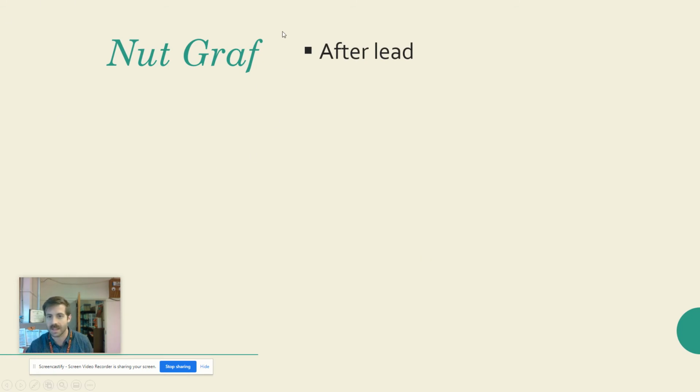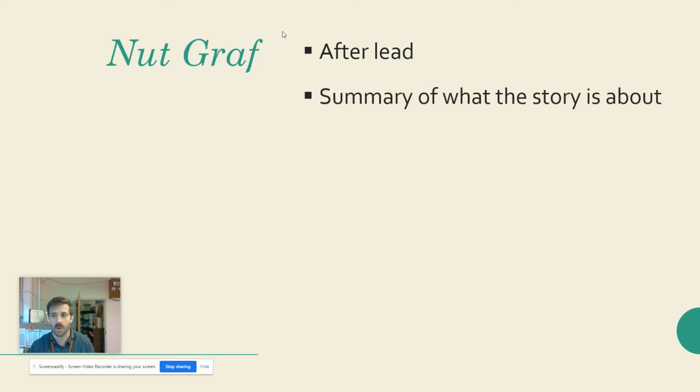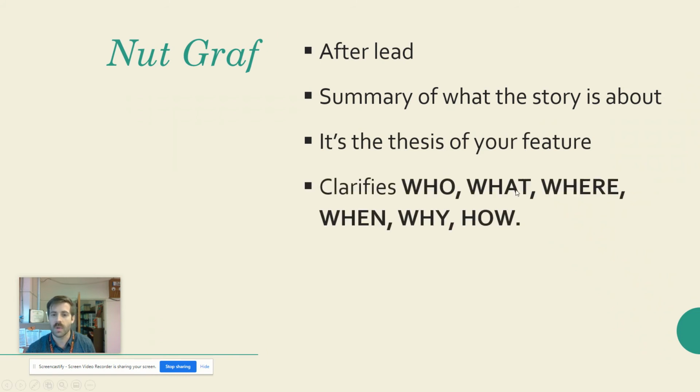A nut graph is basically the thesis of your story. It's the summary of your story. What nut graph stands for is nutshell paragraph. So it's your article in a nutshell in one paragraph, but usually that paragraph is boiled down to a sentence or two. And what this is going to do for a feature story is, maybe you're going to start off with an artistic lead, description, a narrative, and then you're going to drop in your nut graph.